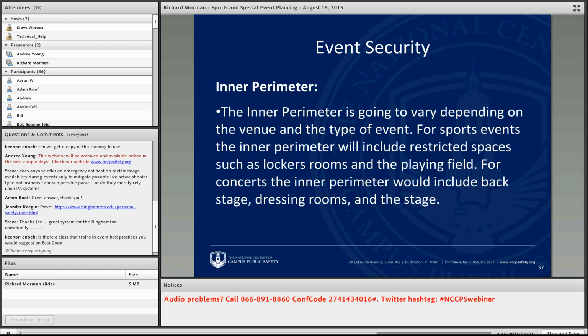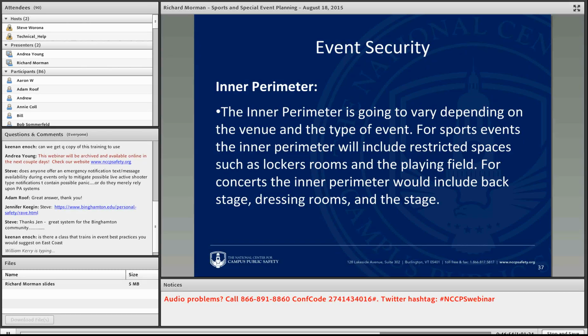So access to the inner perimeter is restricted to individuals that possess that credential. And again, I can't say enough about the importance of this being included in the planning process. And then anybody that is staffing either the outer perimeter, the middle perimeter, or that inner perimeter, it's important that those individuals tasked with checking that credential have training.